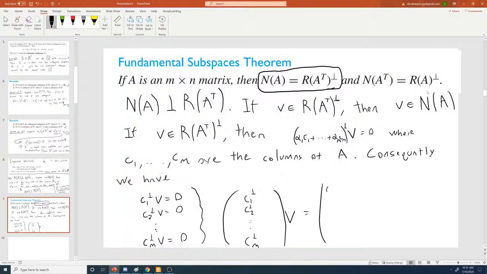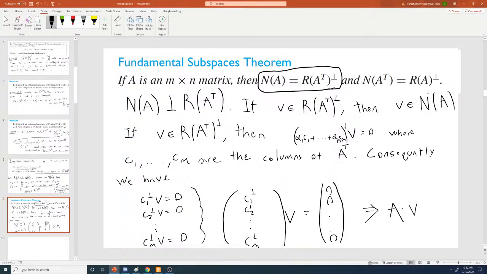...is equal to 0, 0, dot, dot, dot, 0, 0. But this right here is the first column of A transpose. So this is the first column of A transpose. This is the second column of A transpose. This is the mth column of A transpose. So this matrix right here is in fact simply the matrix A.